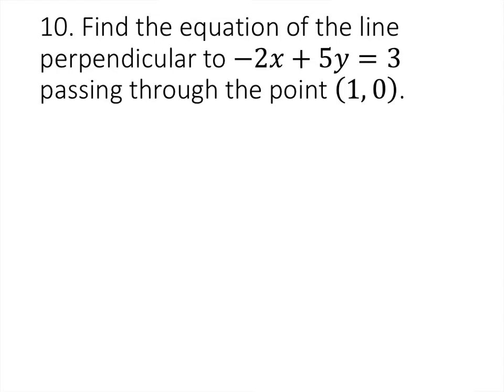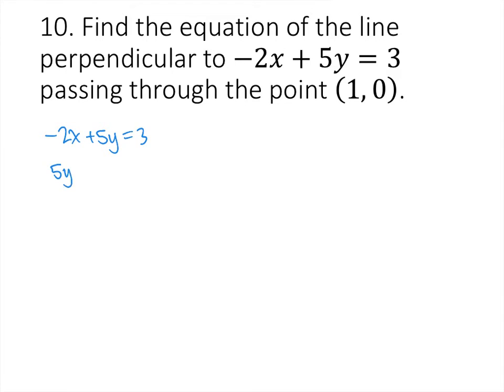For this one, we want the equation of the line that's perpendicular to negative 2x plus 5y equals 3, passing through the point (1, 0). So the hard part of this one is going to be figuring out the slope of the line that we want. And the first thing we'll need to do is find the slope of the line that they gave us. Because negative 2x plus 5y equals 3 is not in slope-intercept form, which means it's hard for us to immediately see what the slope is. We've got to solve for y.